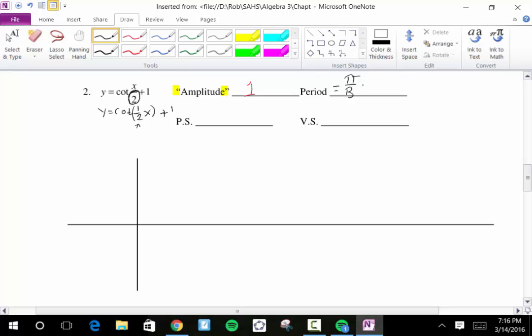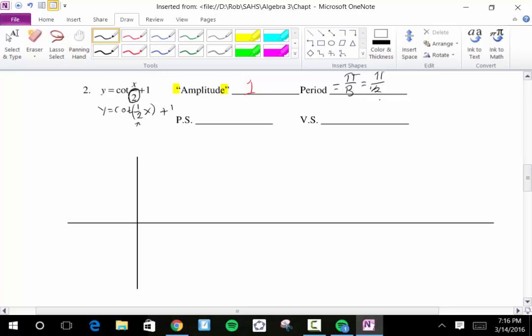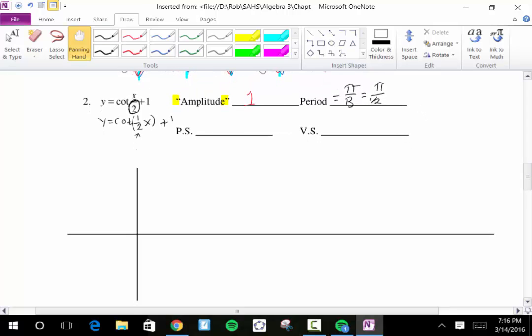So we're going to take this pi and we're going to divide it by, not 2, but a half. Pi divided by a half, and if you take pi and divide it by half, and I know you might not believe me, you get 2 pi. So our new period is 2 pi.